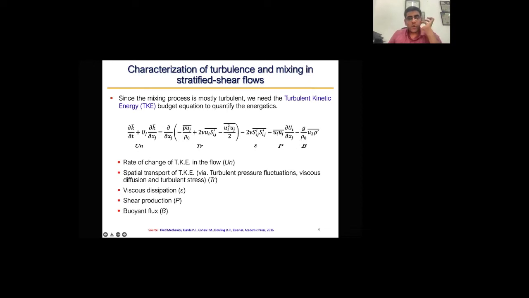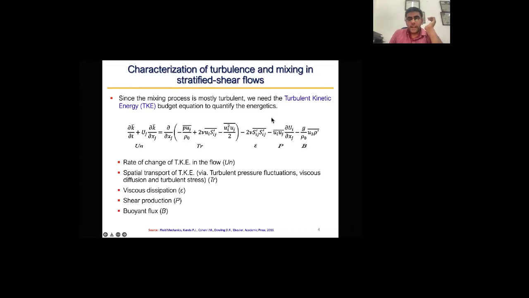To quantify, we invoke the TKE budget equation, where you have the unsteady term of the kinetic energy, then the transport term, the dissipation term, the shear production, and the buoyancy production. The shear production is purely due to the kinetic energy or the shear, and the buoyancy term is due to the potential, the buoyancy due to the stratification. If it is a homogeneous, stratified, and stationary flow, then your unsteady and transport terms become 0, so you only have a balance between the dissipation, production, and buoyancy.